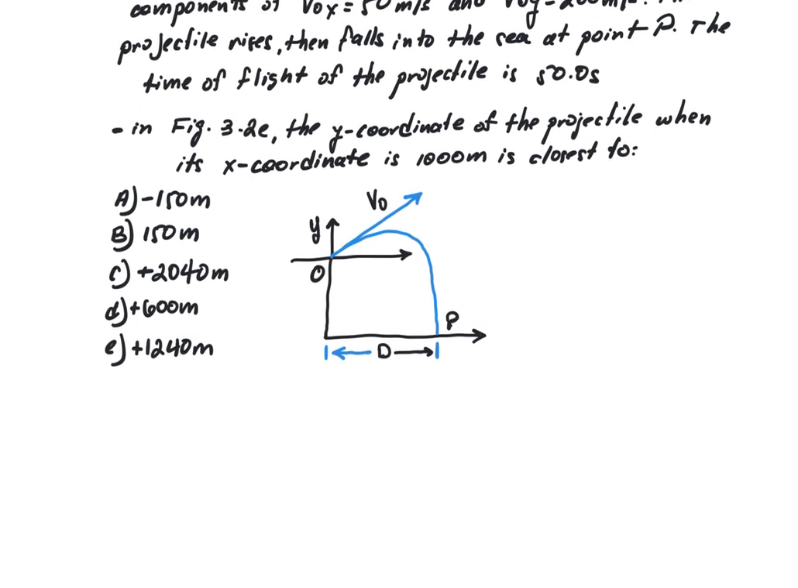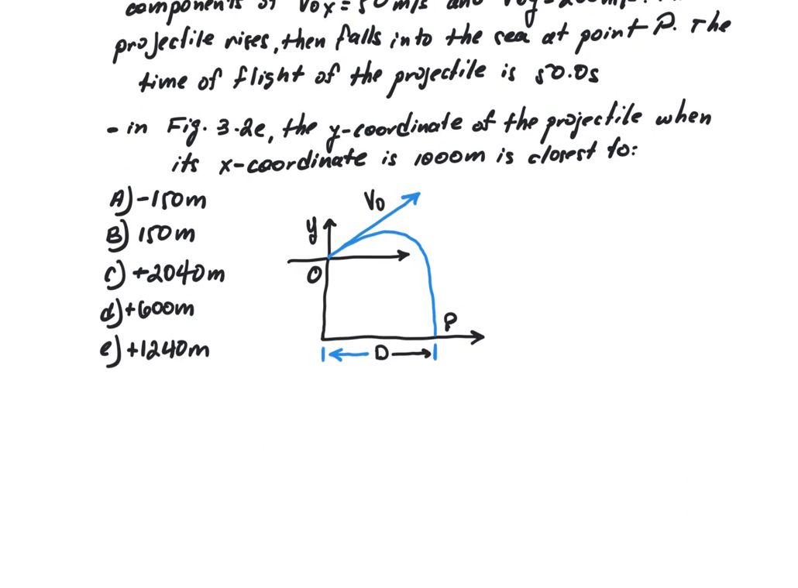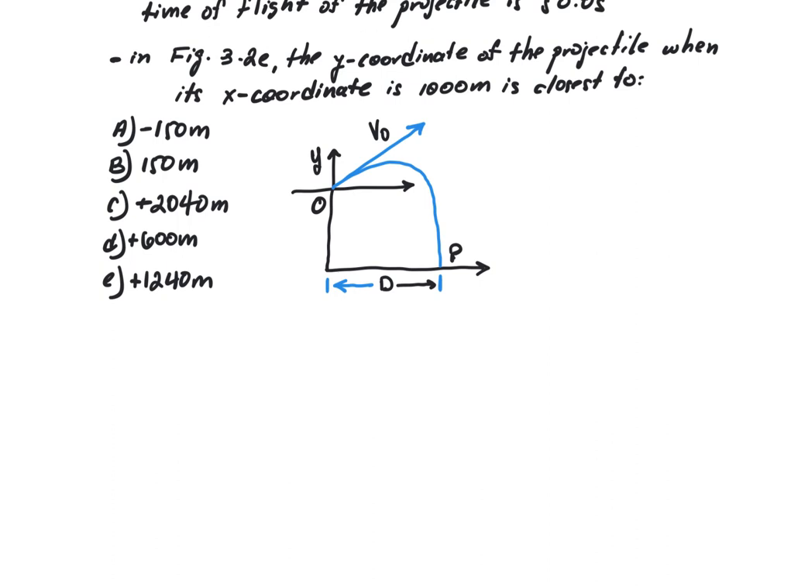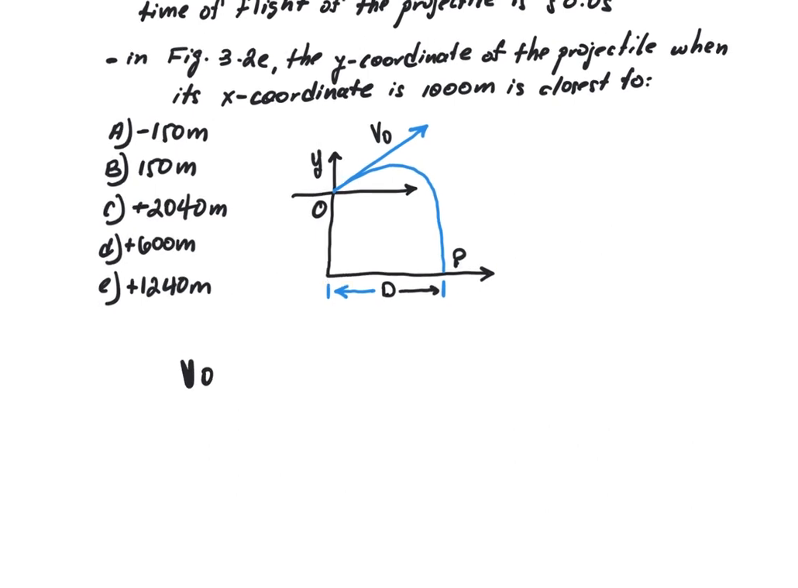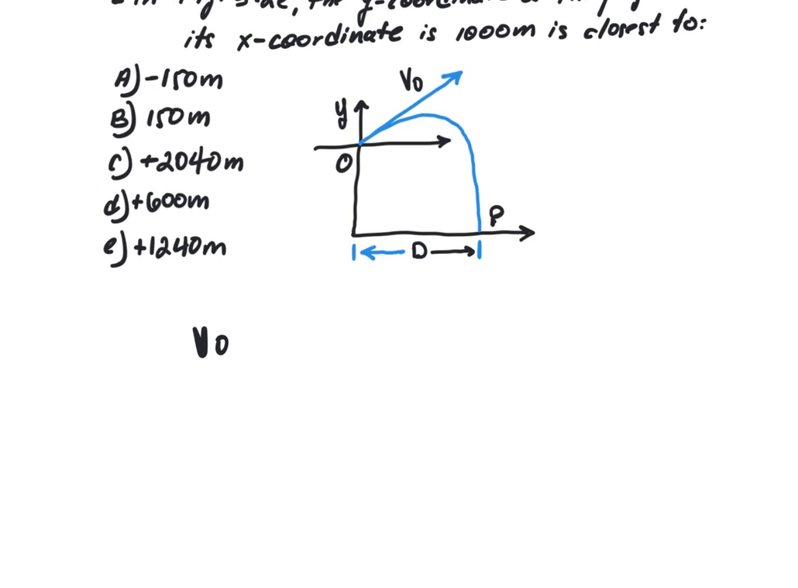Alright, so let's write out our components. Our v of x equals 50 meters per second, and our v of y equals 200 meters per second, and our time is 50 seconds.